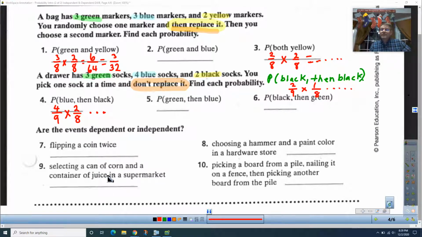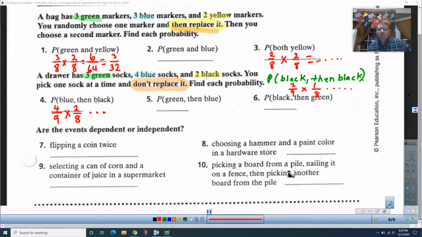Well, since I'm not getting 2 cans of corn, that second can doesn't really matter. So we're going to go get a can of corn and then a container of juice. Whether or not I get corn first doesn't change the thing about juice. If I got 2 things of corn, that would be dependent. But since I got corn and then juice, they have nothing to do with each other, completely different aisles, so they would be independent. All right, choosing a hammer and then a paint color. Now does one change the other?